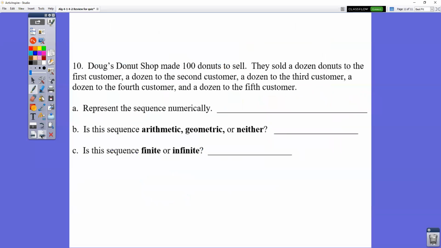And take a look at question number 10. This is the last one. Doug's Donut Shop made 100 donuts to sell. They sold a dozen donuts to the first customer, a dozen donuts to the second customer, a dozen donuts to the third customer, a dozen donuts to the fourth customer, and a dozen donuts to the fifth customer. Represent the sequence numerically. Then write down whether it is arithmetic, geometric, or neither, and whether it's finite or infinite. Go ahead and do this question, please.